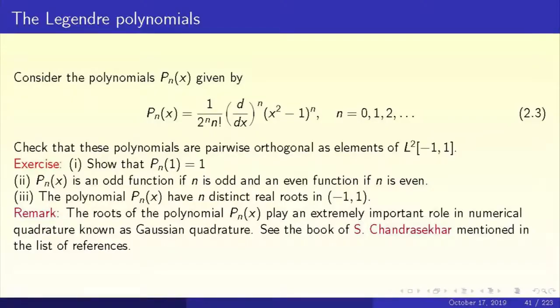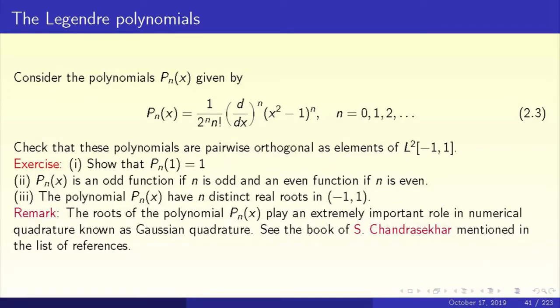Let us look at other types of orthogonal systems. Let us look at the interval minus 1 to 1 and let us take L2 of minus 1, 1. Here on the slide in equation 2.3 there is displayed a polynomial. P_n(x) is the nth derivative of (x squared minus 1) to the power n. Note that (x squared minus 1) to the power n is a polynomial of degree 2n. When I differentiate it n times, I get a polynomial of degree n.